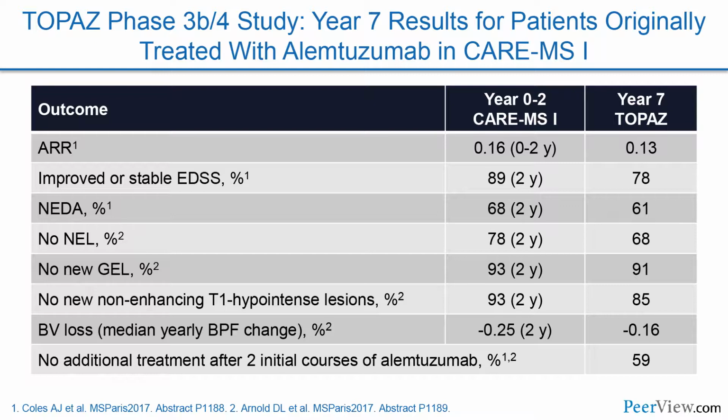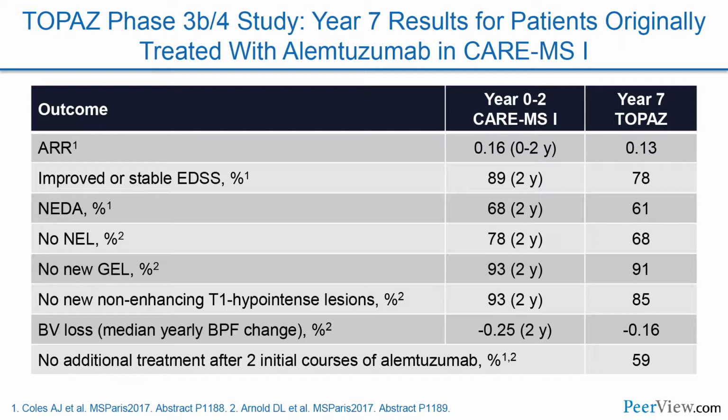349 patients originally treated with alemtuzumab in CARE-MS-1 entered the extension. 321 remained on study until the end of year 6 and then entered TOPAZ, of which 299 completed year 7. Alemtuzumab demonstrated durable clinical efficacy in patients with active RRMS who were treatment naive. The majority of patients maintained low annualized relapse rate, showed stabilized or improved disability, and achieved NEDA each year.